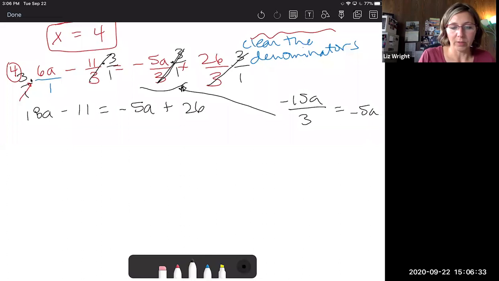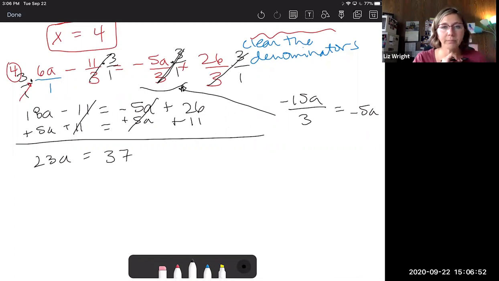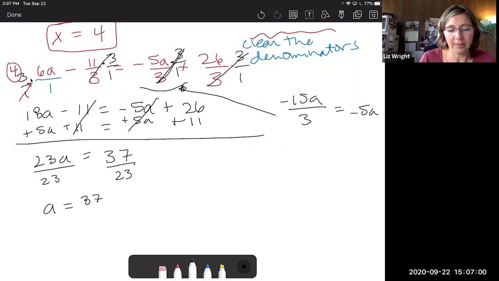All right, so then here we're going to add the 5a over. So that goes away. I'm going to add the 11 over. And so here we're going to get 23a equals 37. Now you're ready to divide both sides by 23. And a equals 37 over 23.